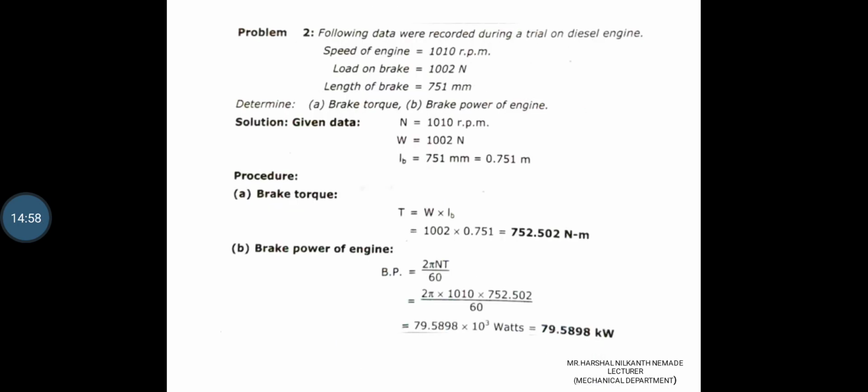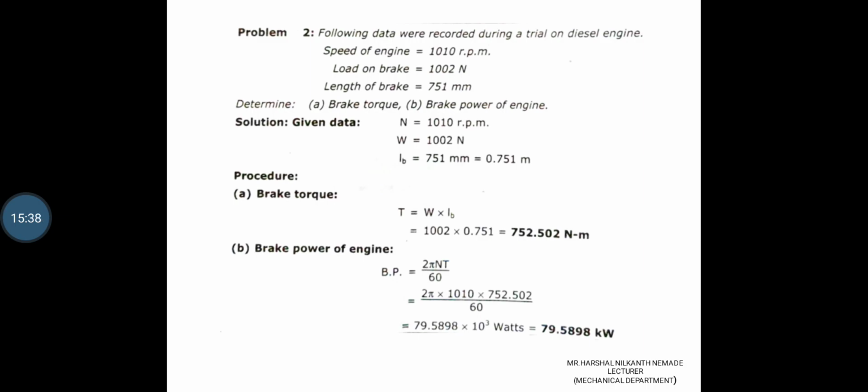The same, second problem is there. You may see, the following data were recorded during the trial of a diesel engine. Engine speed is 101 rpm, brake load is 1002 Newton, length of brake arm is 751 mm. Determine brake torque and brake power of engine. So whatever the data is given, I have written. Procedure for brake torque formula: T is equal to W into LB. W is given 1002 into LB is given 751 mm. So I have converted it to meter, 0.751. Brake torque will be 752.502 Newton meter.